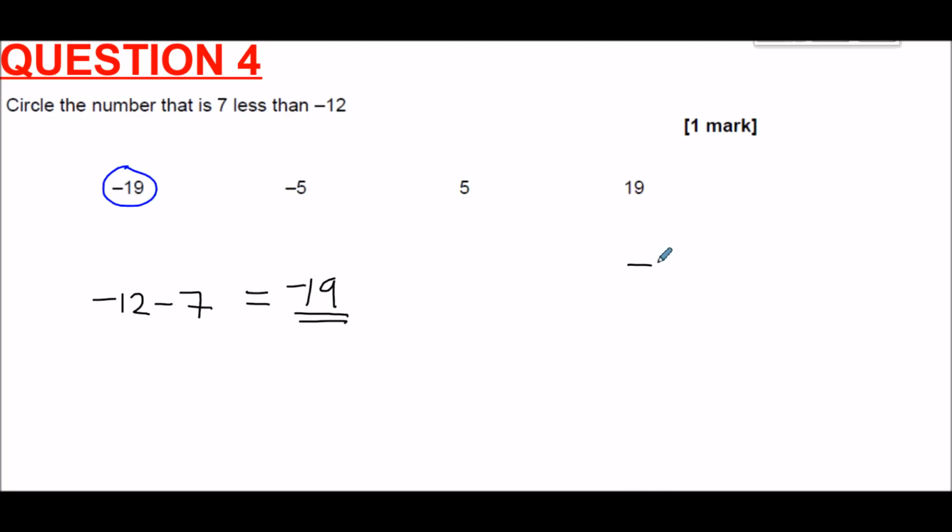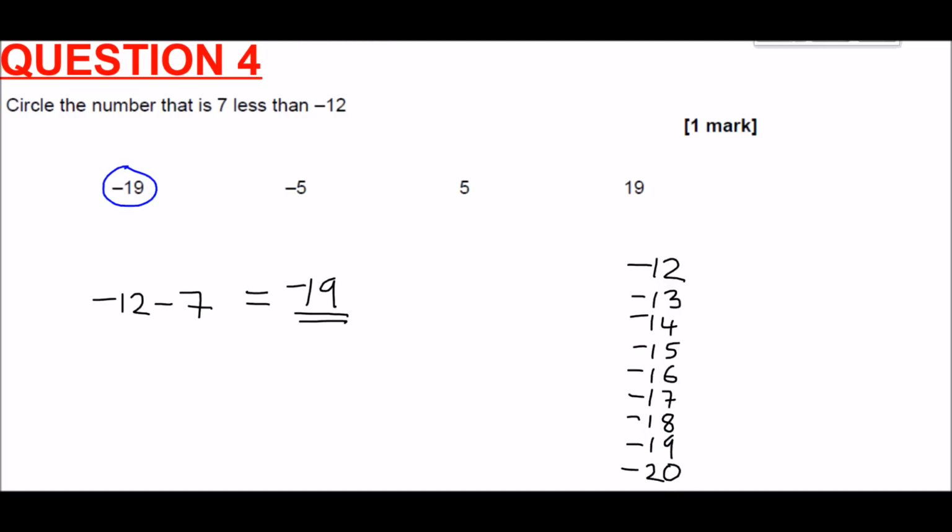Another way we can picture this one is we start at minus 12 and we're going 7 less than minus 12. So we're going in the negative direction. We're becoming more negative. So minus 13, minus 14, minus 15, minus 16, minus 17, 18, 19 and 20.